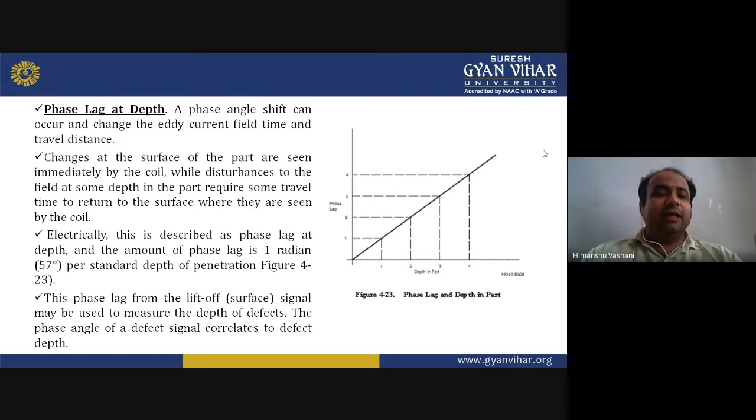Phase lag at depth, and the amount of phase lag is 1 radian, that is 57 degrees, per standard depth of penetration. This phase lag from the liftoff, that is the surface signal, may be used to measure the depth of defects. The phase angle of a defect signal correlates to defect depth.